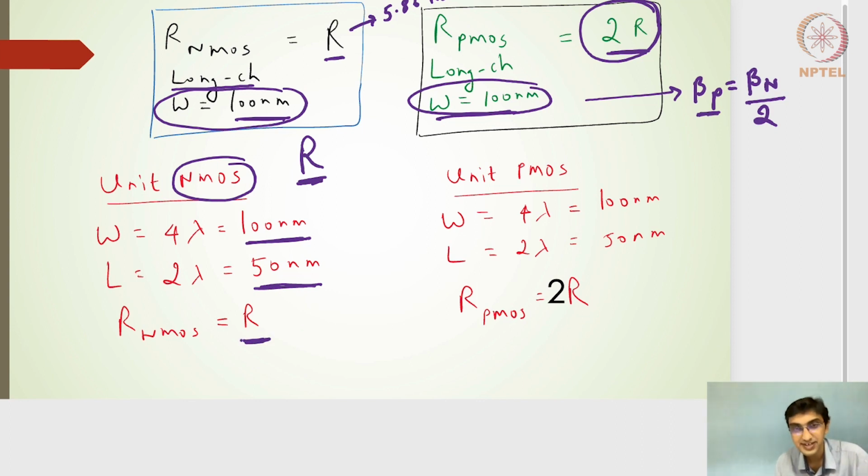So I will get a switching resistance for the NMOS transistor as R. Similarly, for a unit PMOS transistor, if I have the lowest PMOS transistor, which is 100 nanometers with 50 nanometers of channel length, I will get a resistance of 2R, where R is the unit NMOS resistance. So I have the PMOS switching resistance and the NMOS switching resistance, to do a relative comparison.